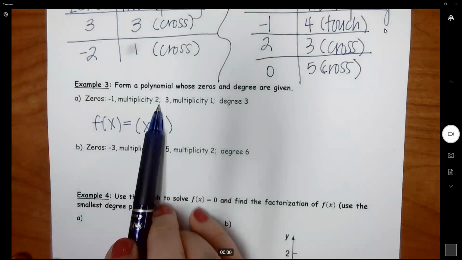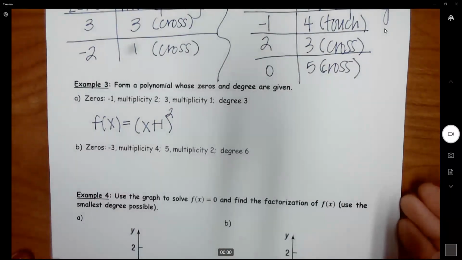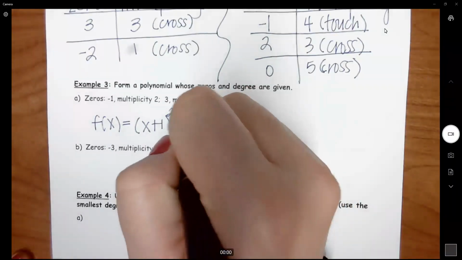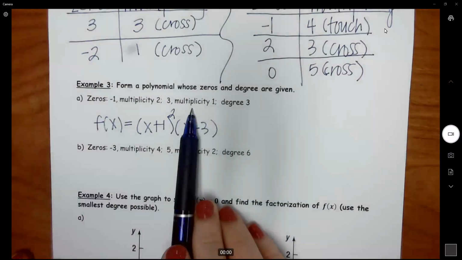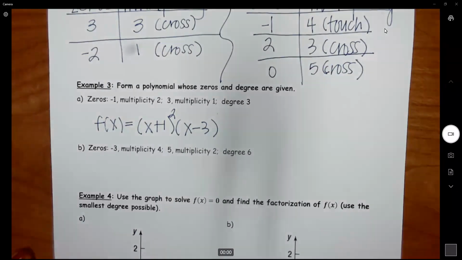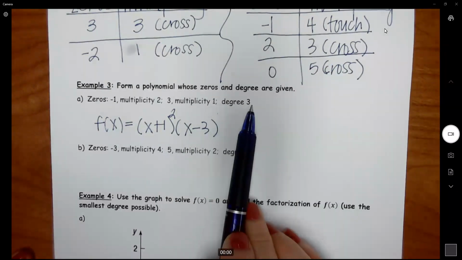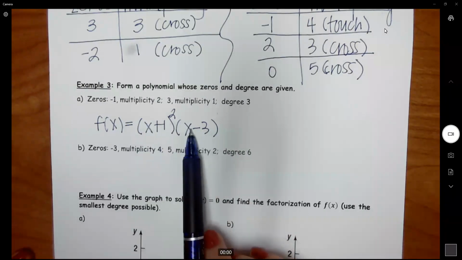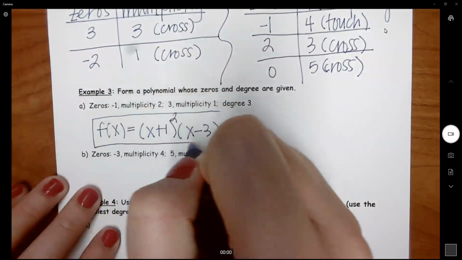And it tells me my multiplicity is 2, so I know that that is squared. And then we have a 0 at 3, so that means we have x minus 3, and its multiplicity is 1. So you can put to the first, but it's not really necessary. And then we need to make sure that we have a degree of 3, and we do. You've got 2 x's here plus 1 x here, so that is a degree of 3.